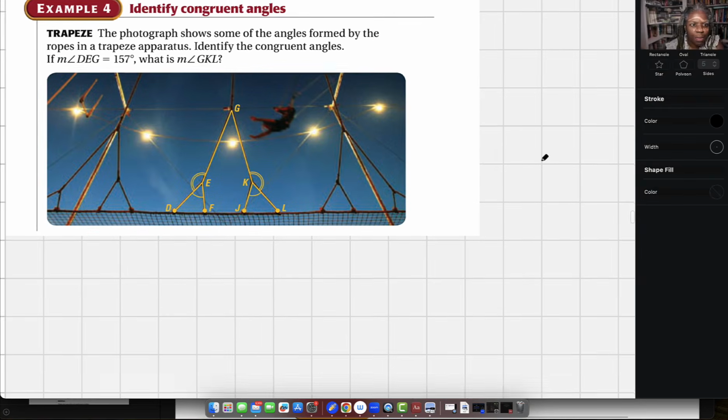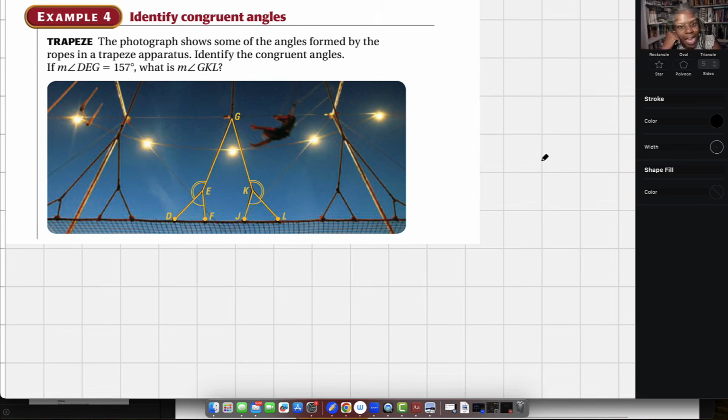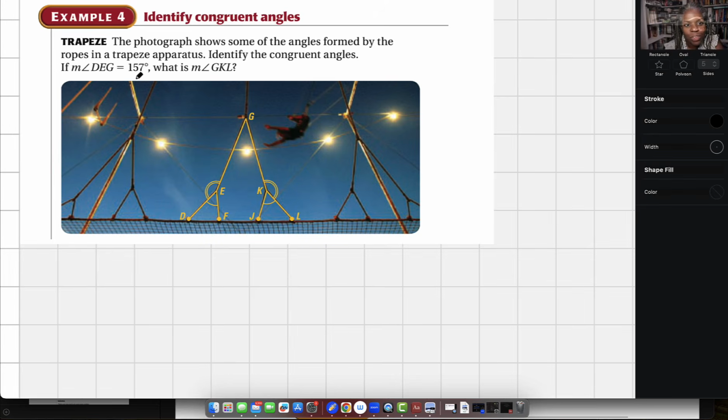Here in example 4, it says identify congruent angles. And this is a symbol thing, so I want you to pay attention. Trapeze. The photograph shows some angles formed by the ropes in a trapeze apparatus. Identify the congruent angles. And then it says if angle DEG is 157, what's angle GKL? Let's go ahead and pay attention.